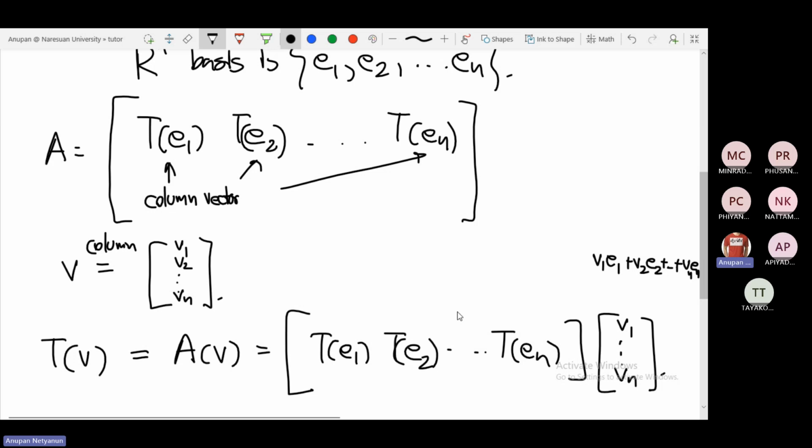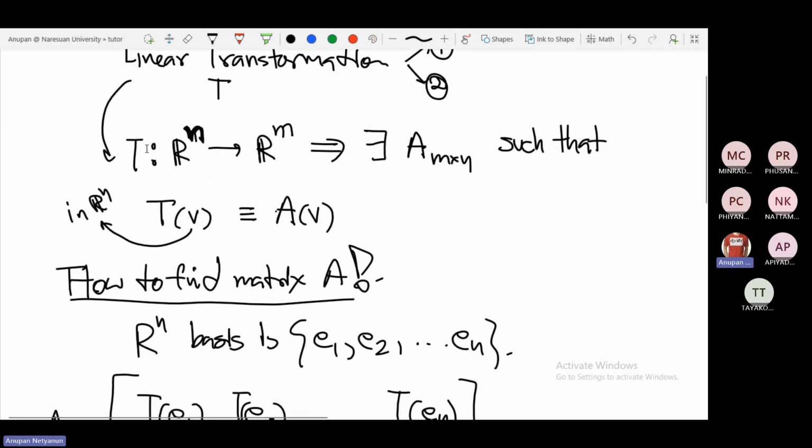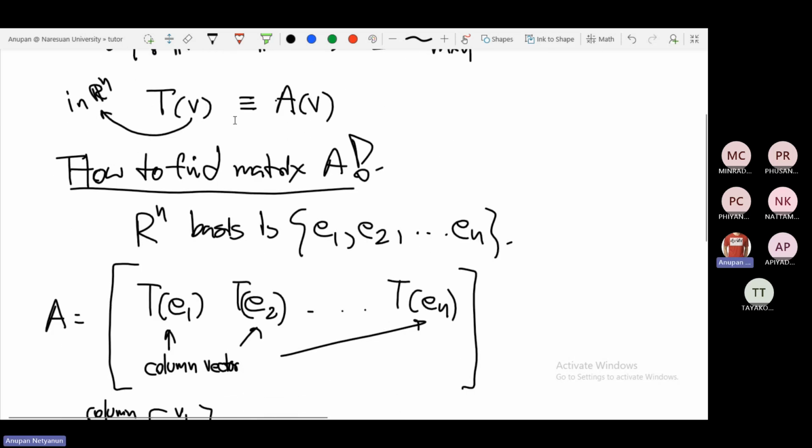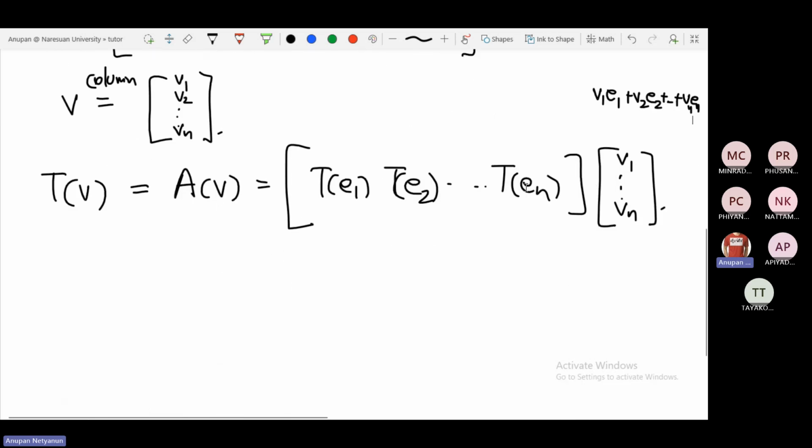matrix ตัวนี้นะครับ เพราะฉะนั้น we have a linear transformation, and if the linear transformation is from the vector space Rn to Rm, we can find a matrix A such that when you apply T to V, it's the same as multiplying matrix A to V. And how to find this matrix: you apply T to each element in the natural basis and you form column vectors, then you have a matrix A like this.